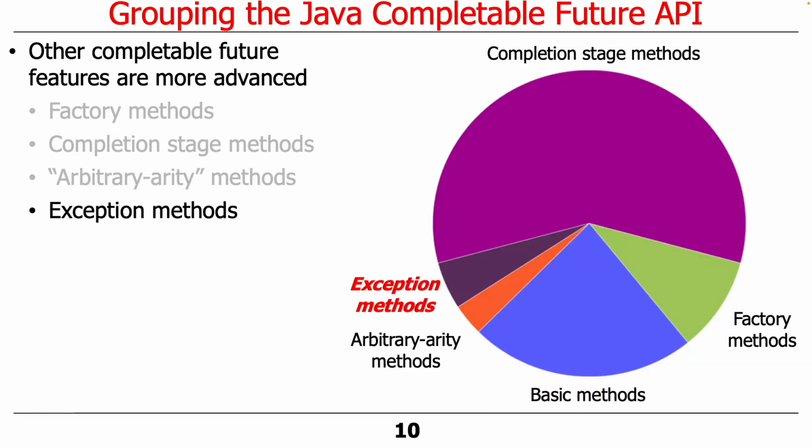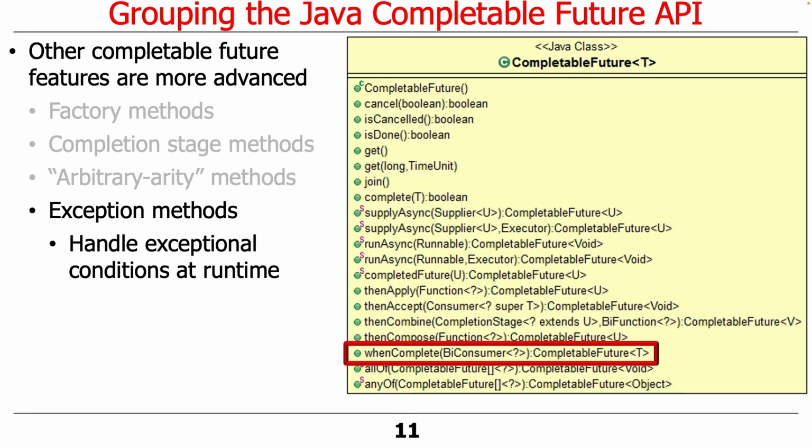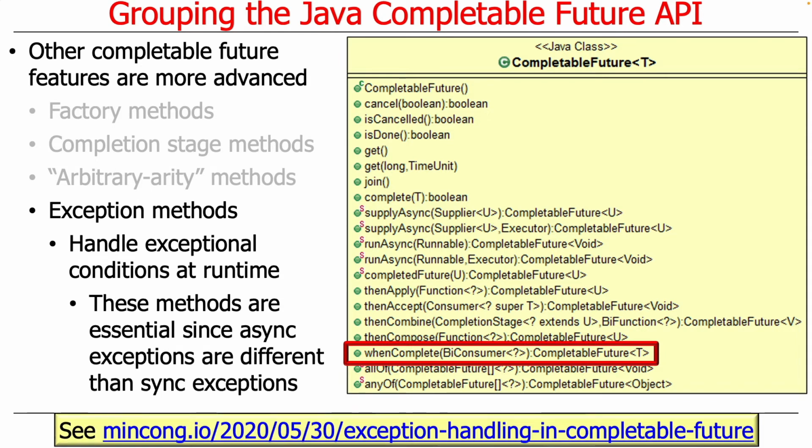The next grouping, and really the last grouping, are the exception methods. And they're necessary to handle exceptional conditions that can arise at runtime in the context of an asynchronous program. And you might ask, well, what the heck do we need that for? We already have exception handling. Why does that matter? Well, it turns out that the way you handle exceptions in an asynchronous program is quite different from the way that you handle exceptions in a synchronous program.